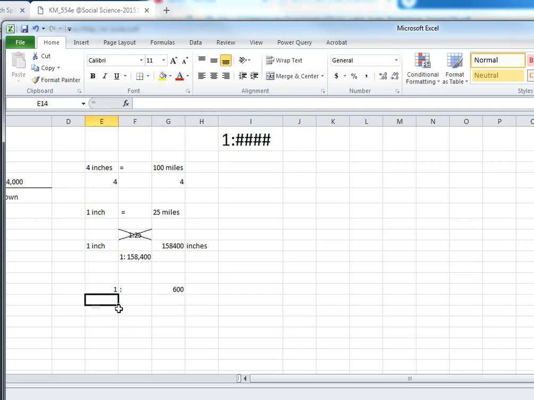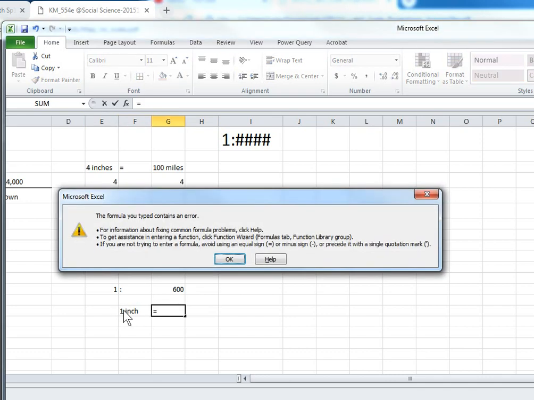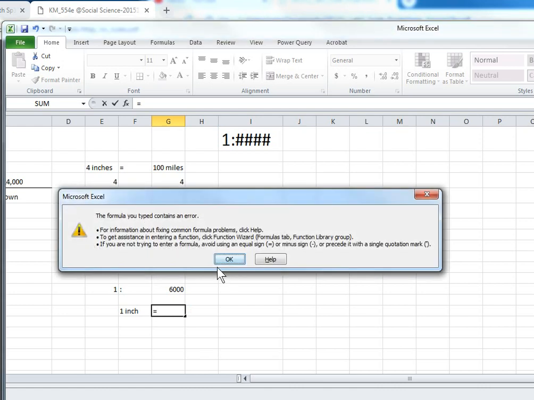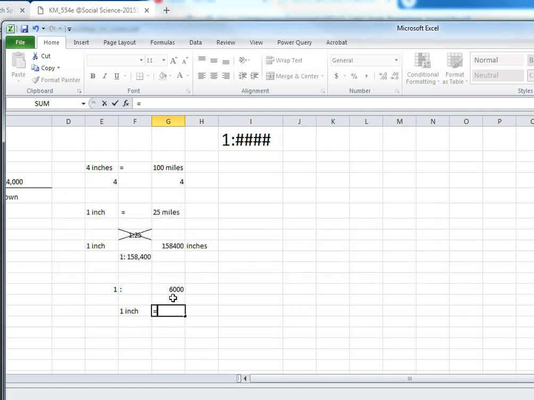Okay? So what I'm saying is 1 inch equals 600 inches. You know what? I'm going to do 6,000 because that'll be a silly number when I'm done. Might still be a silly number, but anyway. Okay, so 1 inch equals 6,000 inches. Okay, so I've got 1 inch equals 6,000 inches.